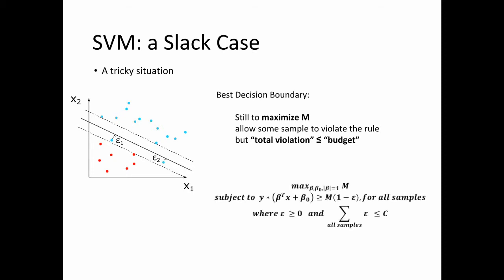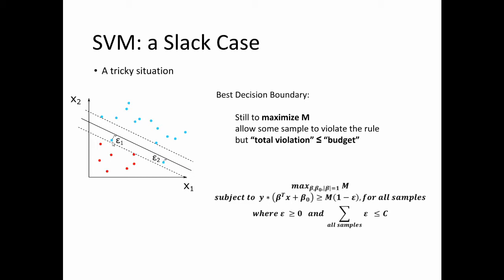So this is, again, the textbook definition of this modified SVM, and this is often the SVM that is widely used. So basically, we still try to look for the best decision boundary that maximizes m, where y times the distance is larger or equal to m times (1 minus epsilon), and this epsilon is a larger or equal to 0 number for each sample. And for all samples, the total amount of epsilon should be smaller or equal to some budget, C here.